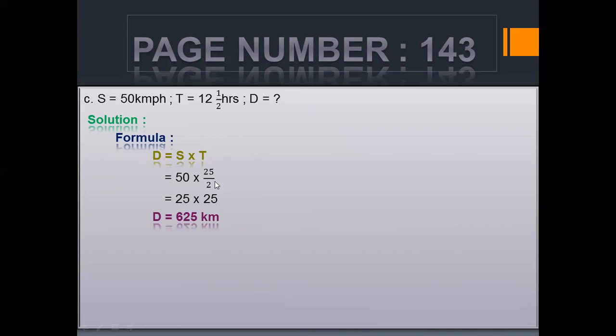When you multiply 50 by 25 over 2, the 2 and 50 will cancel, 2 twenty-fives are 50. Now we have two 25s. 25 multiplied by 25 will be 625 kilometers.